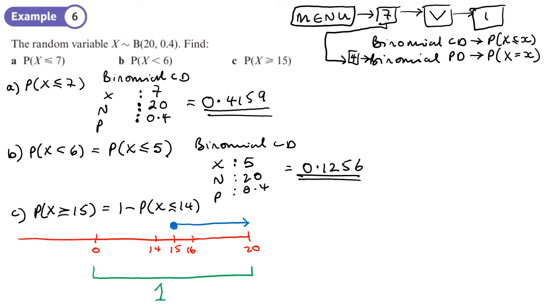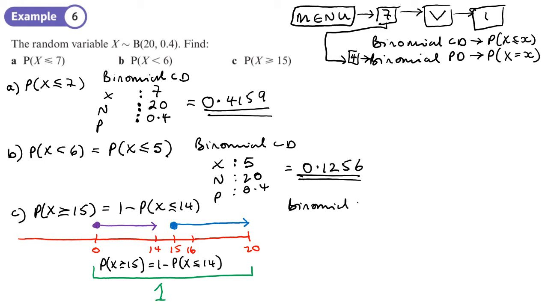Now, if we want to work out that probability, actually, what we can do is work out this one. So there you can easily see that if I want to work out the probability that x is greater than or equal to 15, then actually it's going to be 1 minus the probability of x less than or equal to 14. So if you really get stuck, use a number line to help you.